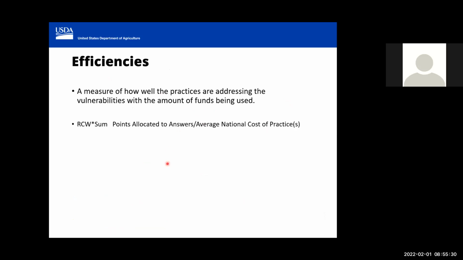Efficiencies, that's the last part of these ranking components that I talked about on that first slide. It's really a measurement of how well the practices are addressing those vulnerabilities out there, those existing conditions, with the amount of funds being used. And so you can see the formula there, the national average cost of practices is figured in there. So this is a really variable one. You're not going to have the exact efficiency amount that often. So this usually works as a tiebreaker in a lot of situations, these efficiencies.